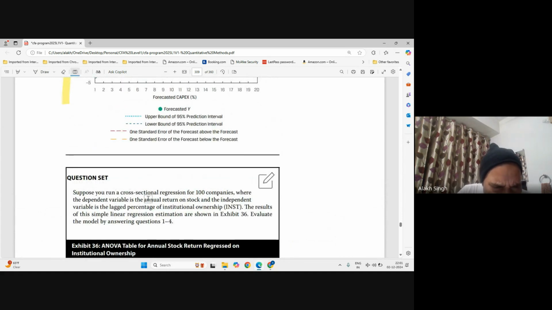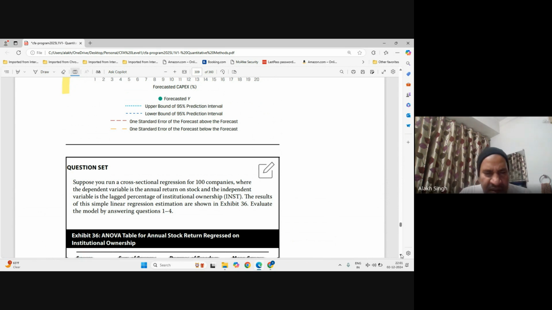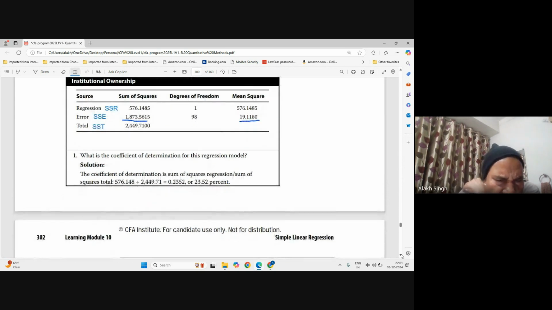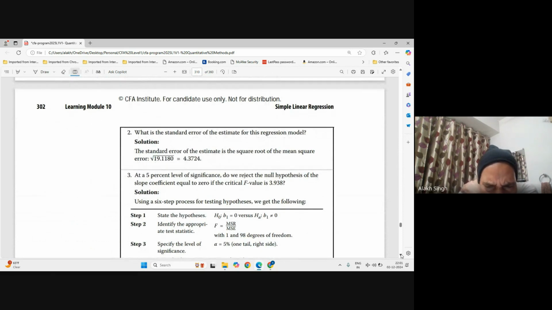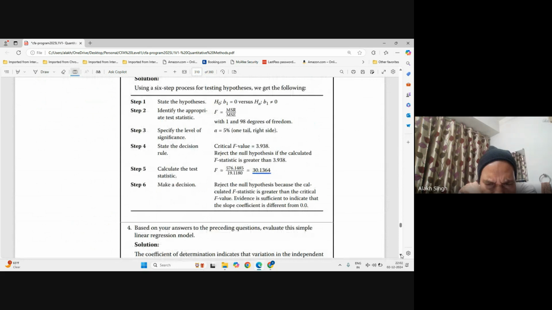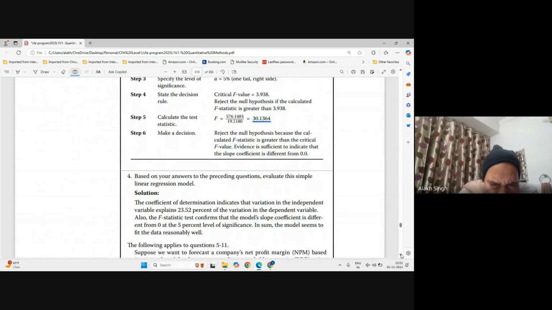Question: suppose you have a cross sectional data set. If it is cross section, then R square will be low, and it is significant. So is there any problem? Based on the above, the F test passed the test. So the coefficient of determination indicates that the independent variable explains only 23.52% of variation in the dependent variable.